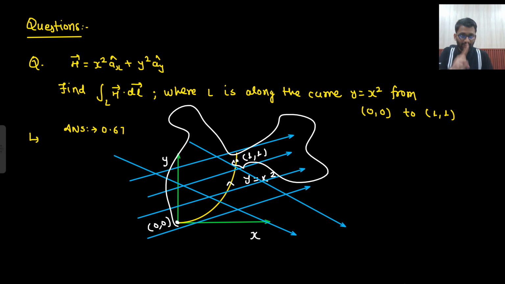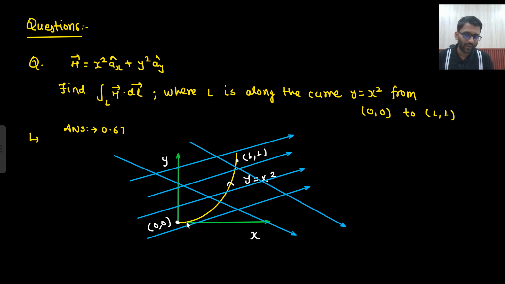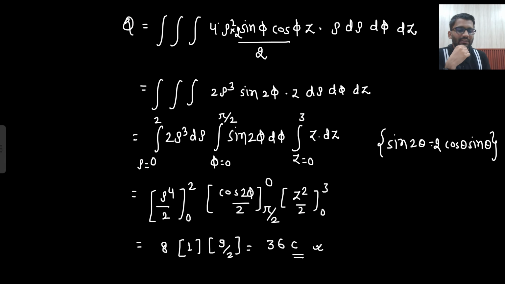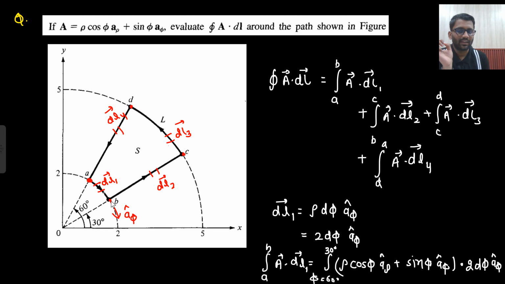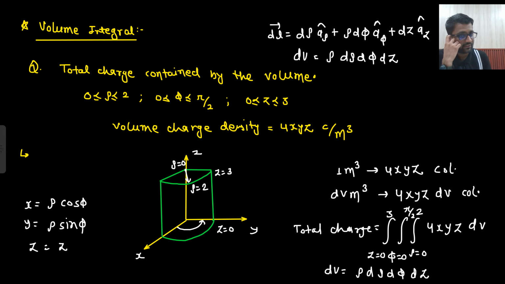So they have defined the path. Which path you need to follow? Y equals x square. That means this path you need to follow. So you need to walk from 0, 0 to 1, 1 along this path. So along this path, what is changing? In the previous questions, always only one thing was changing. Here rho was changing, here phi was changing, here rho was changing, here phi was changing, here rho was changing.